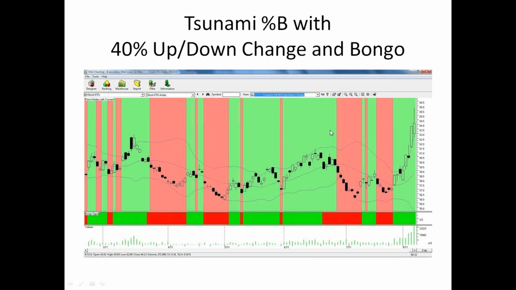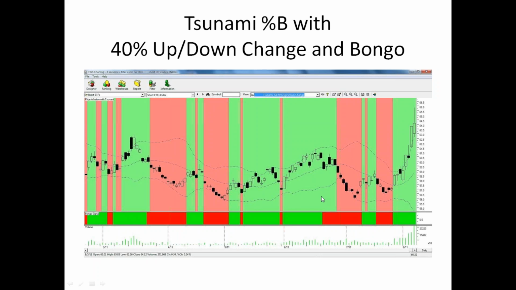We were still tsunami up, but daily Bongo went no. So what should you do in a case like that? Well, that's entirely up to you. Some traders don't use Bongo as confirming. They use it as a standalone. Whichever one gives the signal first, that's the one they follow. That's fine. That's entirely up to you. How you trade is up to you.